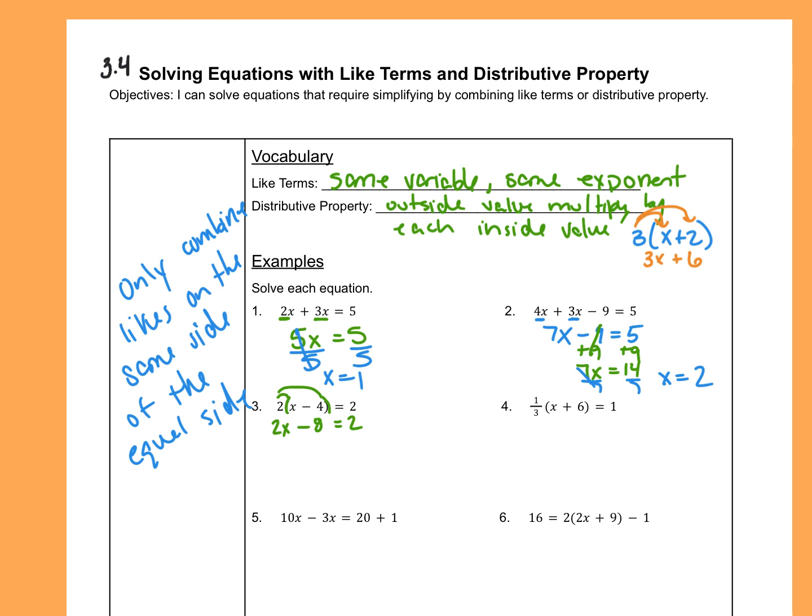So now I'm going to begin solving this equation. We're going to add or subtract first. So the opposite of minus 8 is plus 8. This cancels out because it makes 0. 2 plus 8 is 10. And then my last step is to divide both sides by 2. x equals 5.